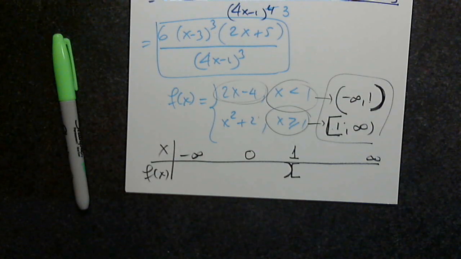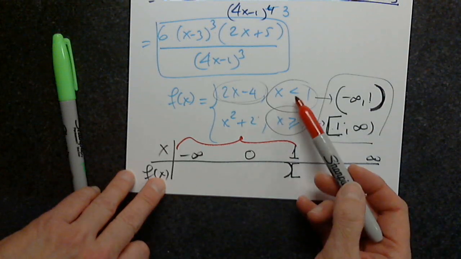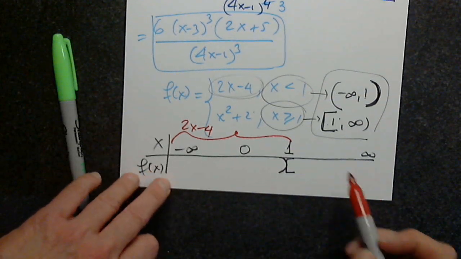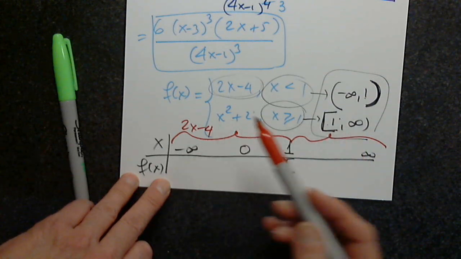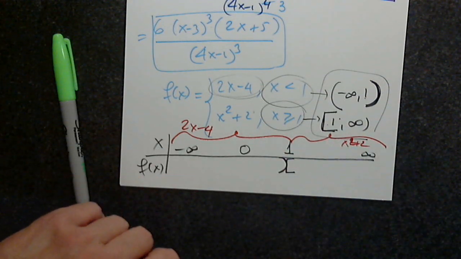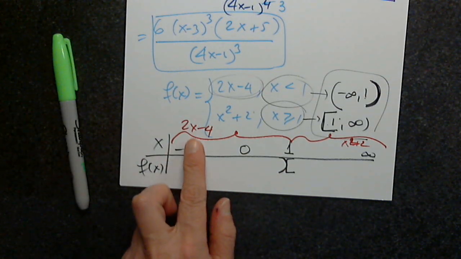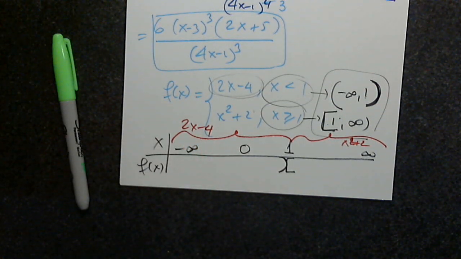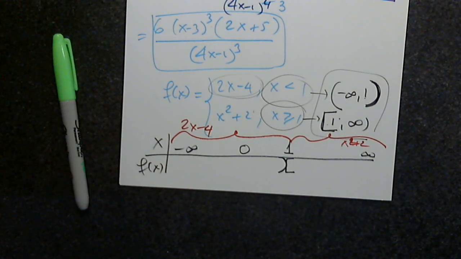The next step, in order not to forget, I will write on top of the table that to the left of 1, I will use 2x minus 4. And on the other side, greater than 1, 1 to infinity, I will write x squared plus 2. These two are two different things. The left one is what type of function? Linear function. Perfect. What type of function is this? Quadratic function. Different story. Okay, perfect.